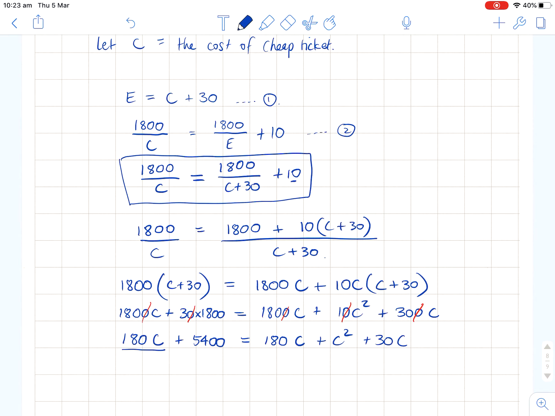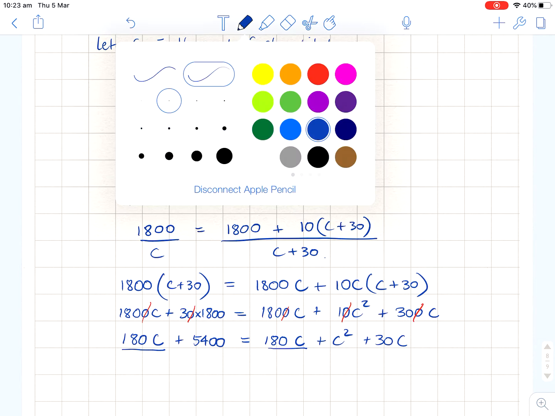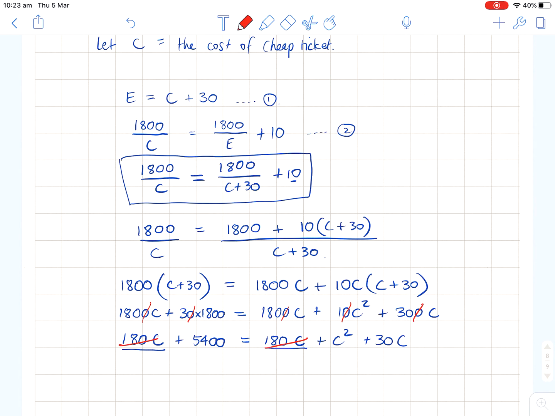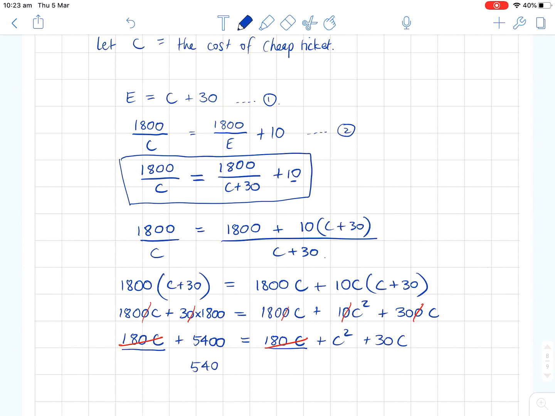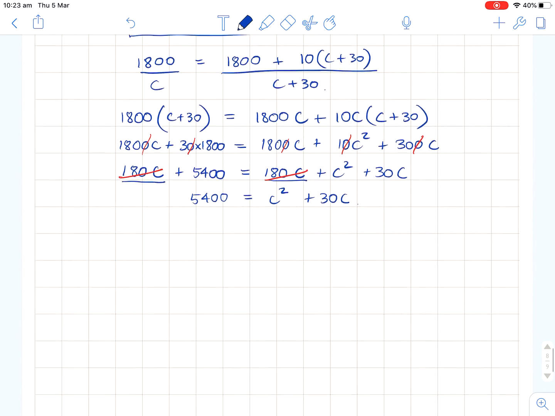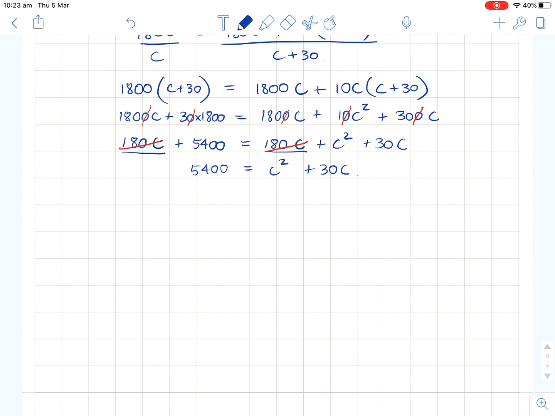Now I've got a 180C on both sides, so if they are the same on both sides, I can cancel them out. And my equation is starting to look a little bit nicer. Okay, so rearrange to get everything on the same side and make an equation that is equal to 0. From here, this is going to work out what C is. I'm going to need to solve this equation.